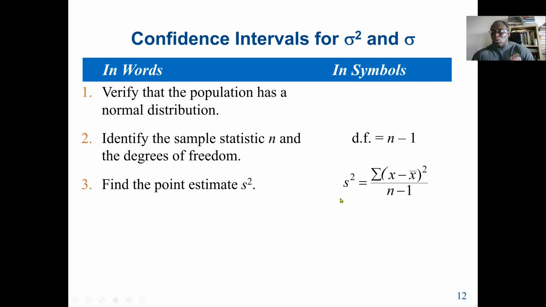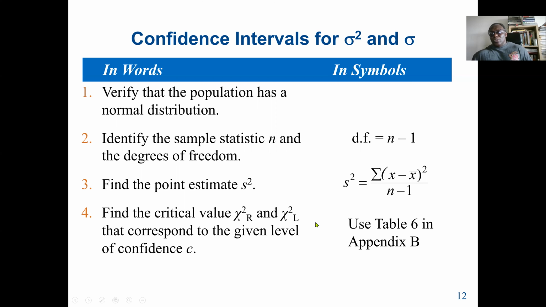Sample variance is always: subtract each value from the mean and square it, then add all of them. Then you divide by one less than the sample size. If it's a population, you divide by the population size. So those are the first 3 steps. First, we verify that the population is a normal distribution. Then we find the degree of freedom when we know the sample size. Then we find the variance for the sample.